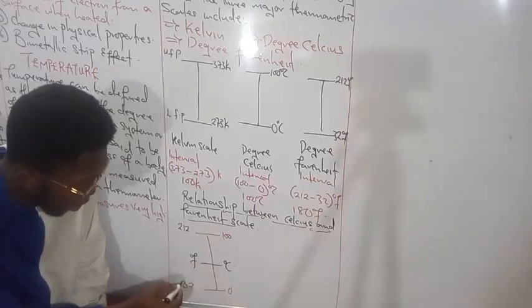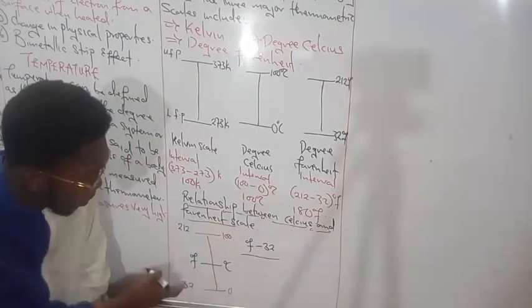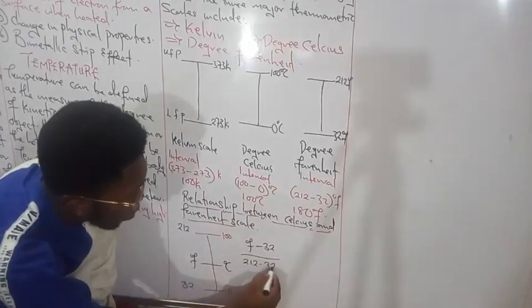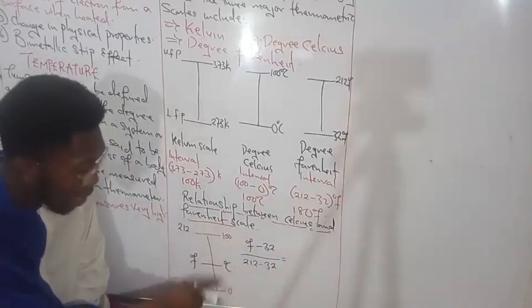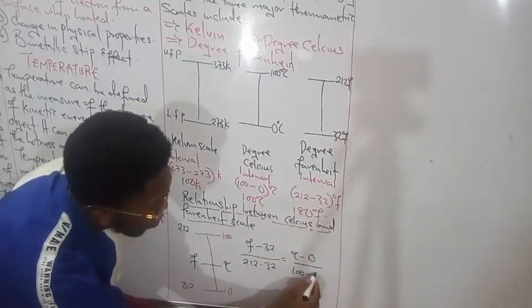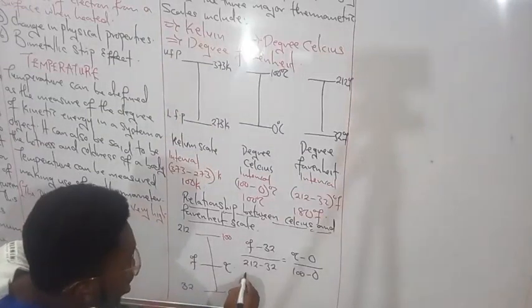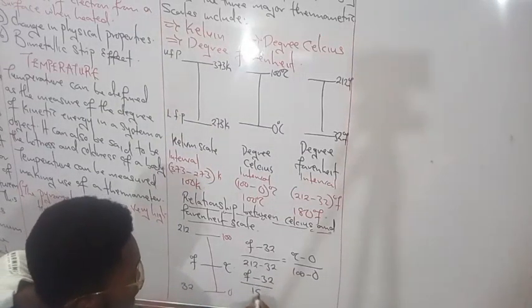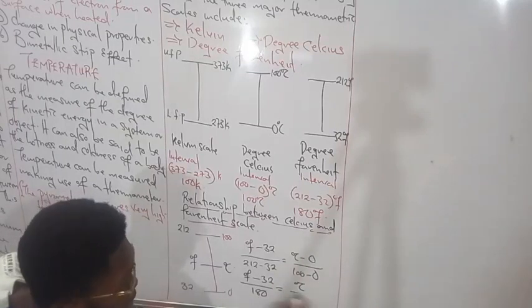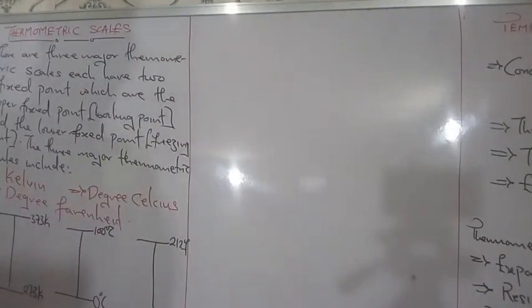The same procedure. This minus this, that's degree Fahrenheit minus 32, all over this minus this, that's 212 minus 32. On the other side, degree Celsius minus 0 divided by 100 minus 0. And what does that give us? We'll have degree Fahrenheit minus 32 all over 180 equals degree Celsius minus 0 over 100. So let's cross multiply and see what we obtain.